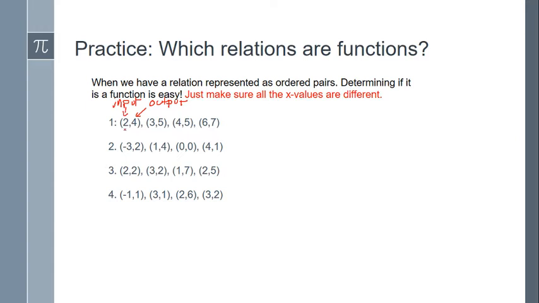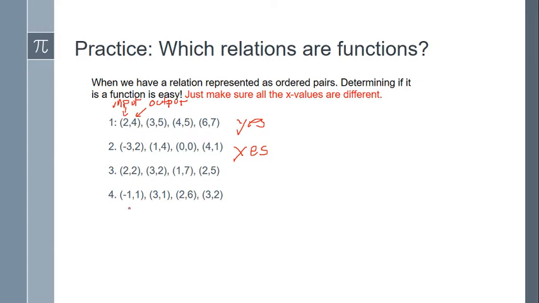So look in this first example. That's a 2, that's a 3, that's a 4, that's 6. Oh, all the x values are different, so this is a function. Second one. Let's see, just check the x values again. Let's see, -3, 1, 0, 4. Just make sure those x values are different. Oh yeah, they are. So that's a function. What do you think about number 3 and number 4?